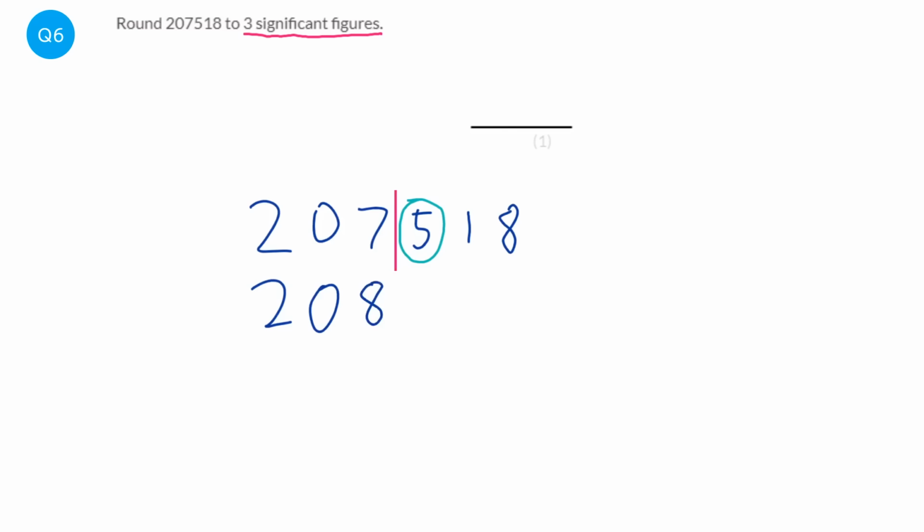Now, a common mistake is that students write down 208. No. All the numbers to the right of that line turn to 0. So it would be 0, 0, 0. So it would be 208,000 exactly.